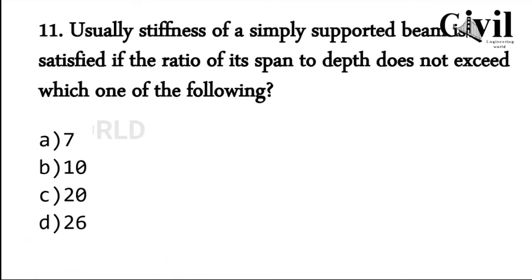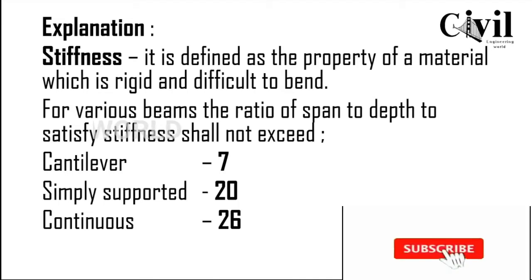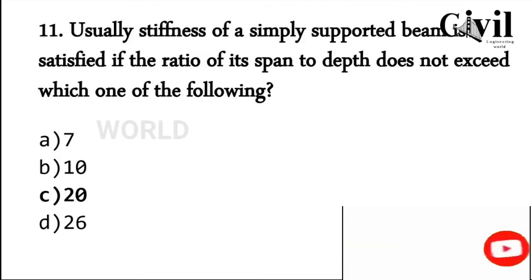Next is usually stiffness of simply supported beam is satisfied if the ratio of its span to depth does not exceed which one of the following. So for this we have a table. We will consult the table for the given options and answers. Stiffness is defined as the property of materials which gives the rigidity and tells us the difficulty to bend. For cantilever, its ratio should be 7, for simply supported its ratio should be 20, and for continuous its ratio should be 26. So we have a simply supported beam, so its answer will be C, 20.